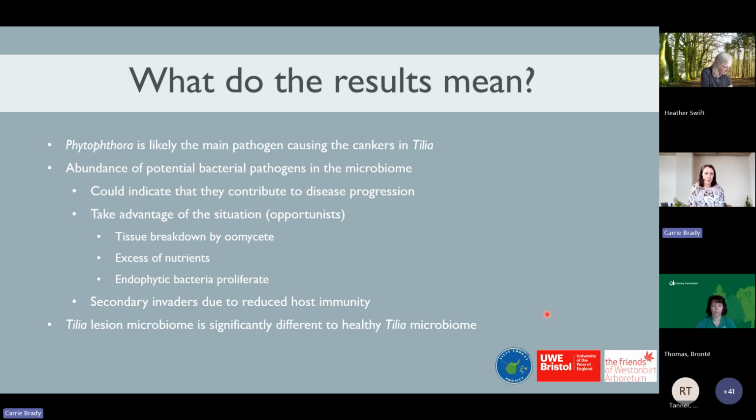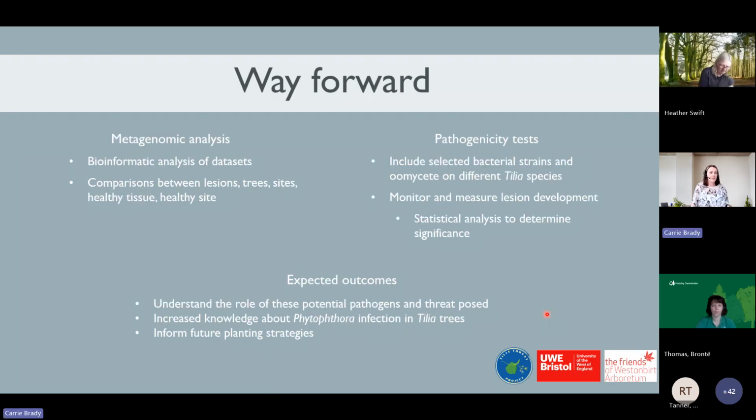And we need a lot more work done on the metagenomic analysis, but our initial analysis indicates that the tree lesion microbiome is significantly different to healthy Tilia tissue. So the way forward for this research when Helena returns next year is to do the metagenomic analysis. She will have to do lots and lots of bioinformatic analysis of data sets and do lots of comparisons as well between the lesions, between the trees and the sites, and between the healthy tissue and also a healthy site.